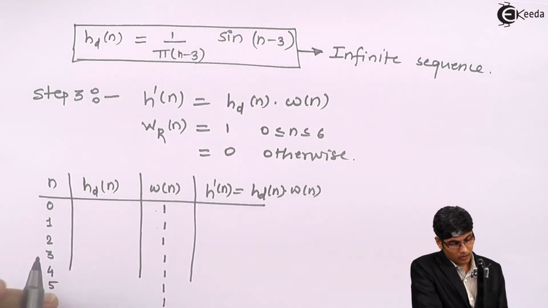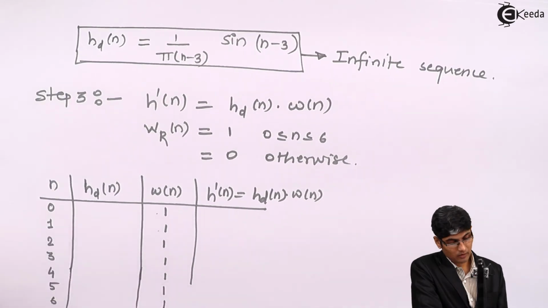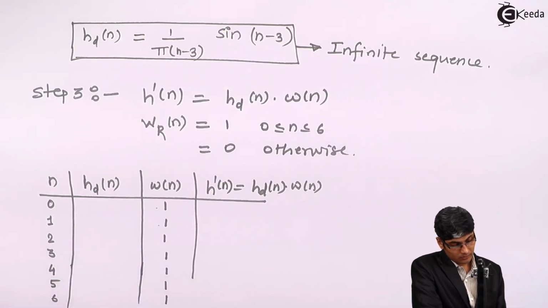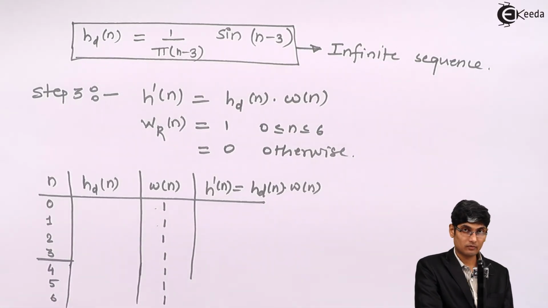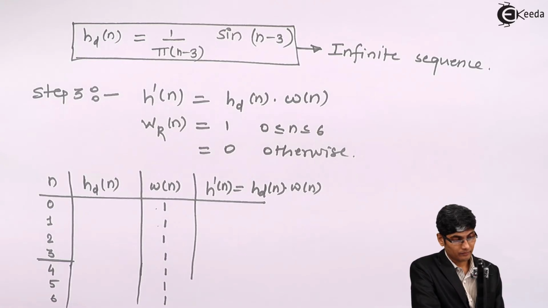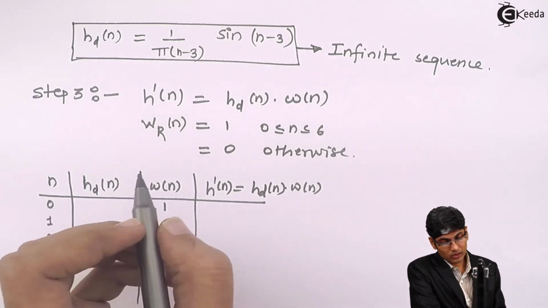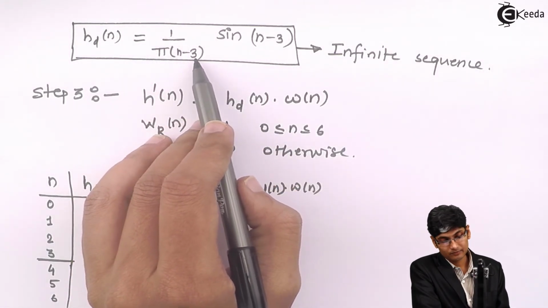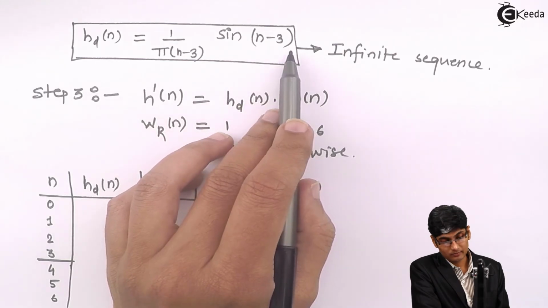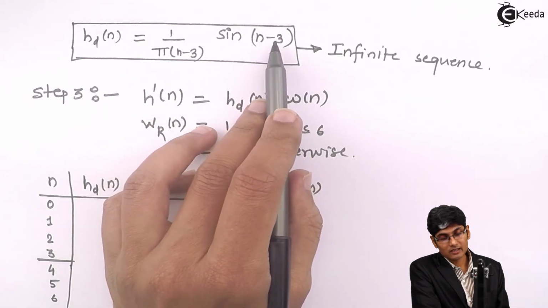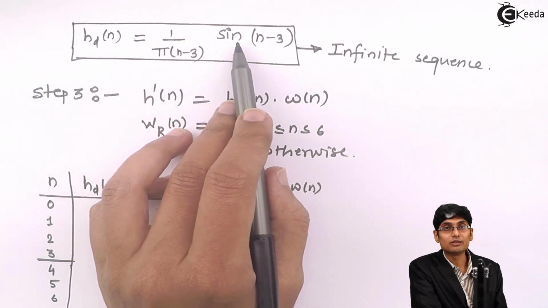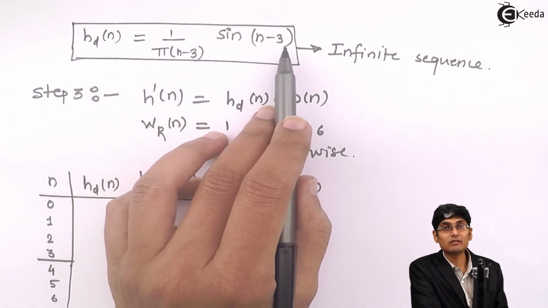Okay. Now, as we have found this, let us find the values of hd of n till 3. If you put n is equal to 0, you will get 1 upon pi into sine of 0 minus 3, over 0 minus 3. Minus sine minus theta will be minus sine theta, so this minus will come out and cancel with the minus over here. You will get 1 upon 3 pi into sine 3.